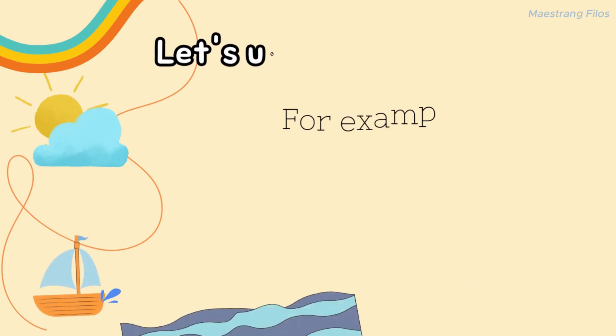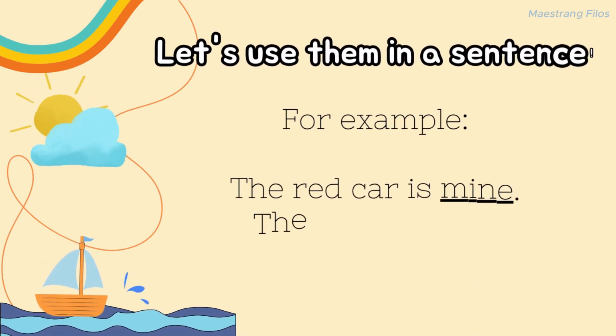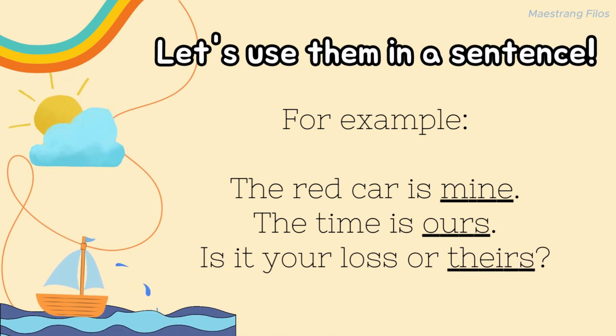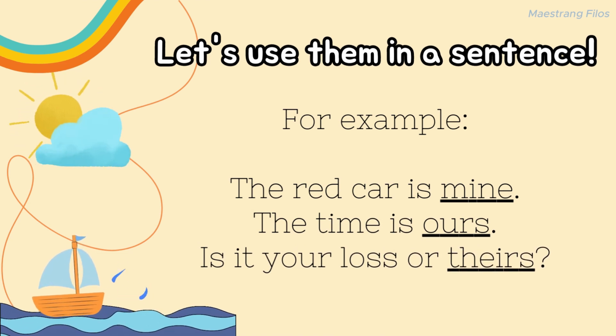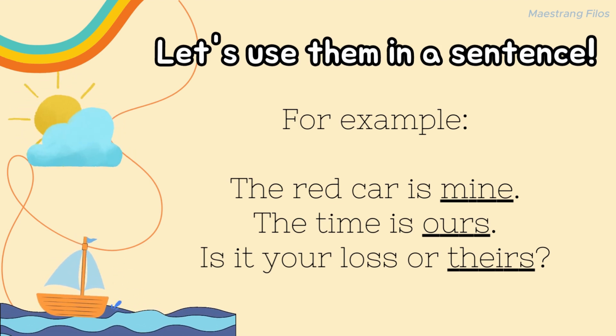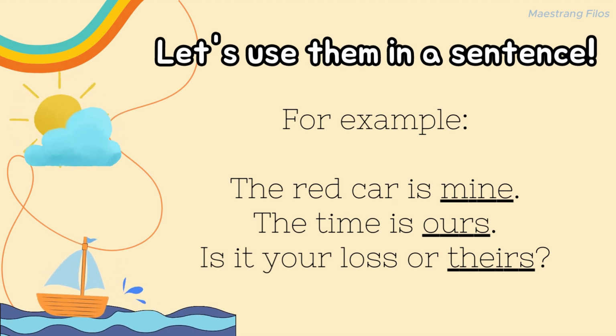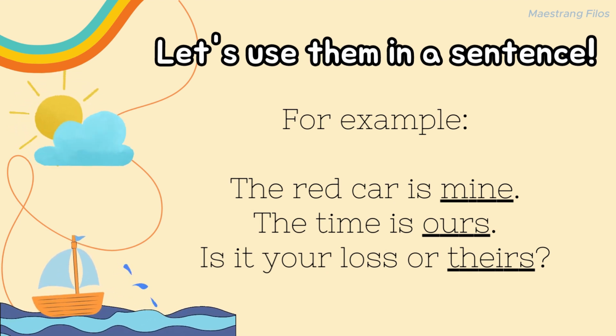Here are other examples. The red car is mine. The possessive pronoun is mine. The time is ours. The possessive pronoun is ours. Is it your loss or theirs? The possessive pronoun is theirs. All the underlined pronouns indicate ownership of the mentioned things.